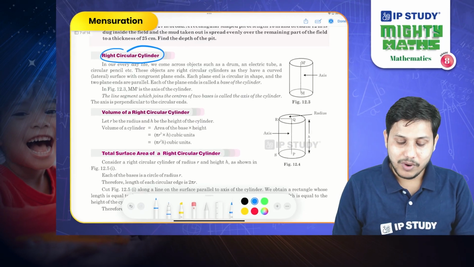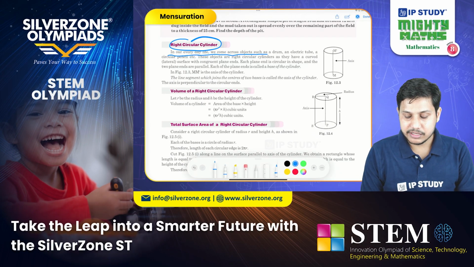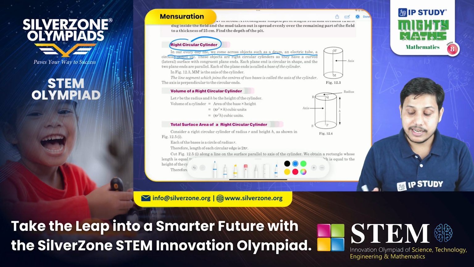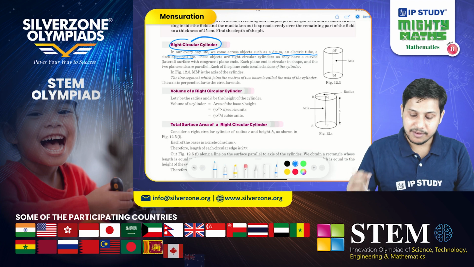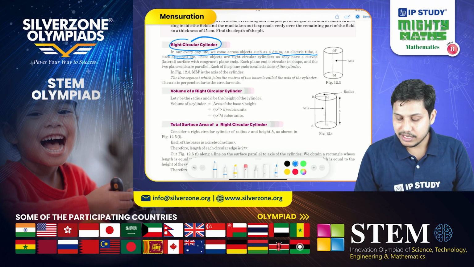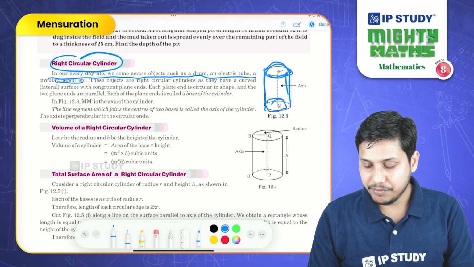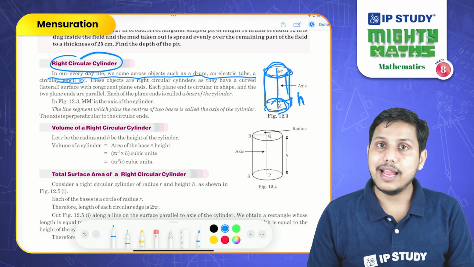So what is a right circular cylinder? In our everyday life, we come across objects such as drum, an electric tube, a circular pencil, etc. These objects are right circular cylinder as they have curved lateral surface area with congruent plane sides. So we have a right circular cylinder shape like this, which has two circular bases or faces, and its height can be considered as h.